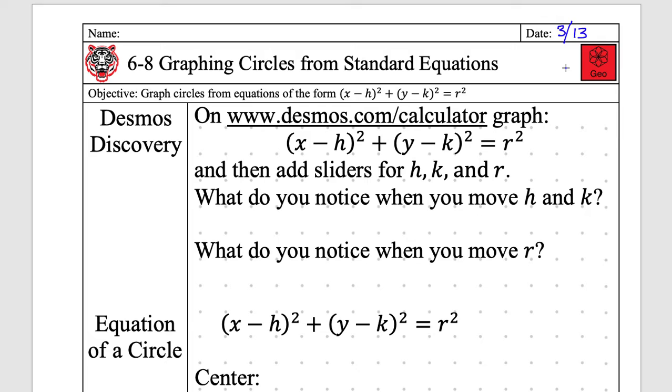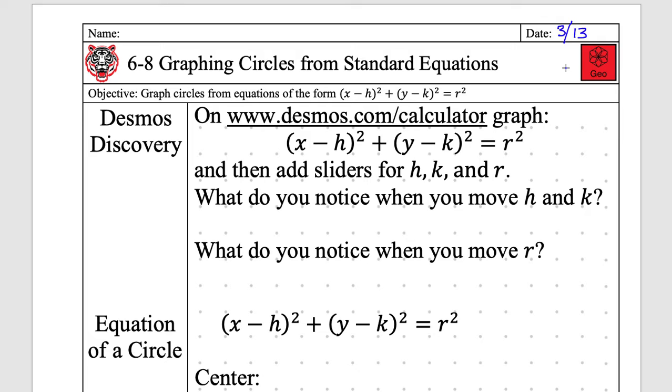Dun. Gunnar, what is our objective today? Graph circles from equations of the form (x minus h) squared plus (y minus k) squared is equal to r squared. Yeah, so our entire next 2 or 3 lessons are all based on can you graph a circle?